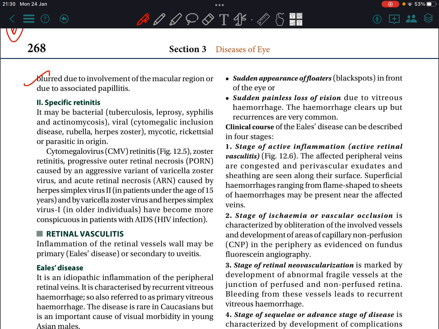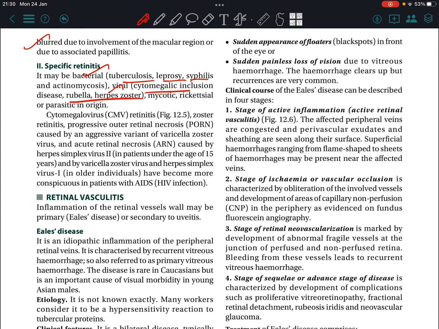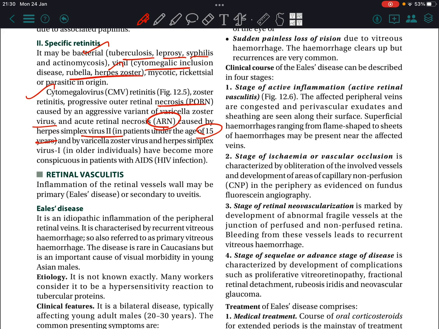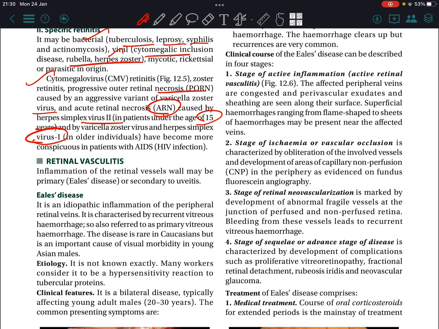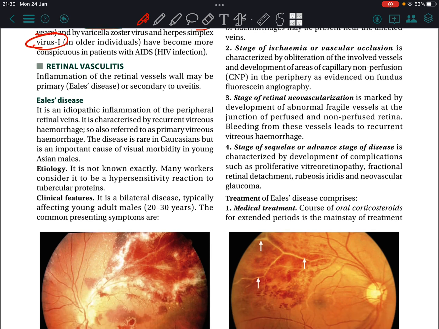Specific retinitis. It may be bacterial or viral: cytomegalic inclusion, herpes, mycotic, rickettsial. Cytomegalovirus retinitis, zoster retinitis, progressive outer retinal necrosis caused by an aggressive variant of varicella zoster virus, and acute retinal necrosis (ARN) caused by herpes simplex virus 2 in patients under age 15 years and by varicella zoster virus and herpes simplex virus 1 have become more conspicuous in patients with AIDS.